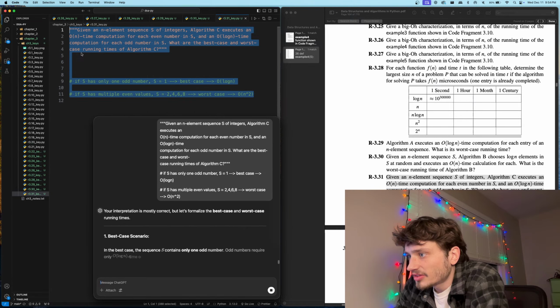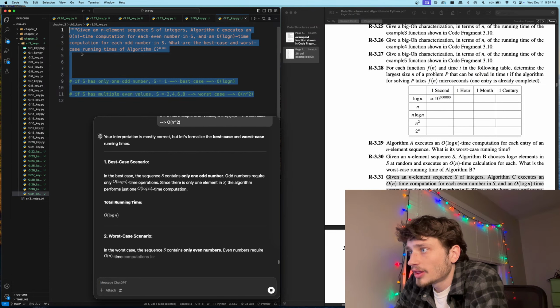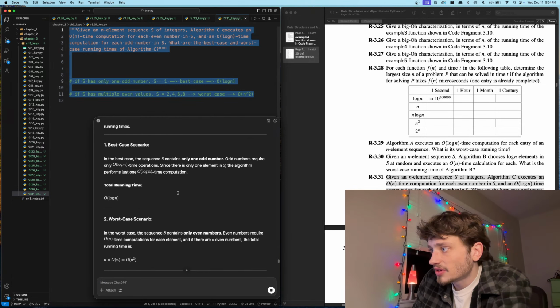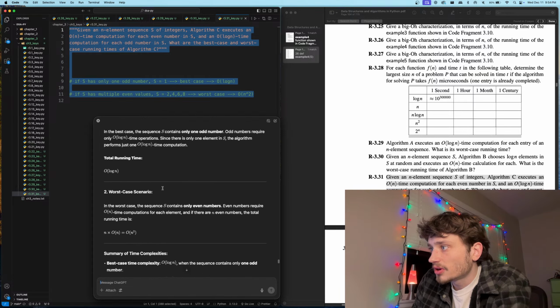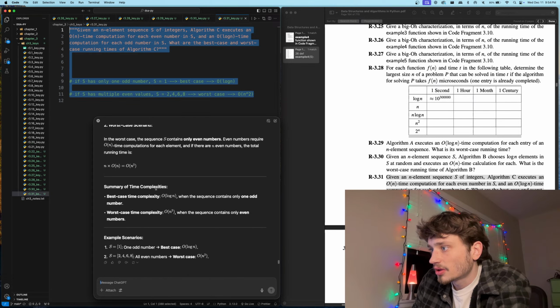Best case scenario, the sequence S has only one odd number. Odd numbers only require log n time operations. In the worst case, the sequence S contains only even numbers. Even numbers require O of n time computations for each element, so n squared.